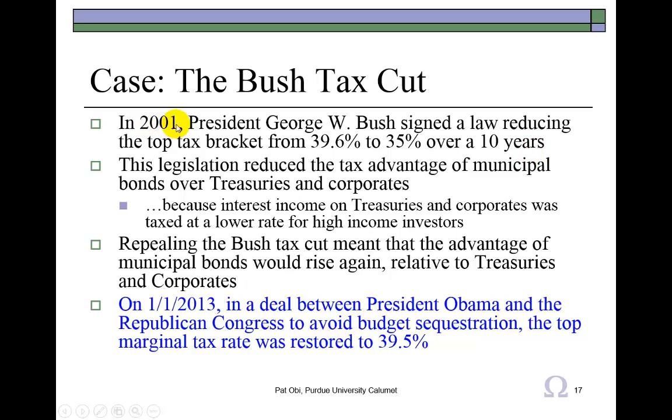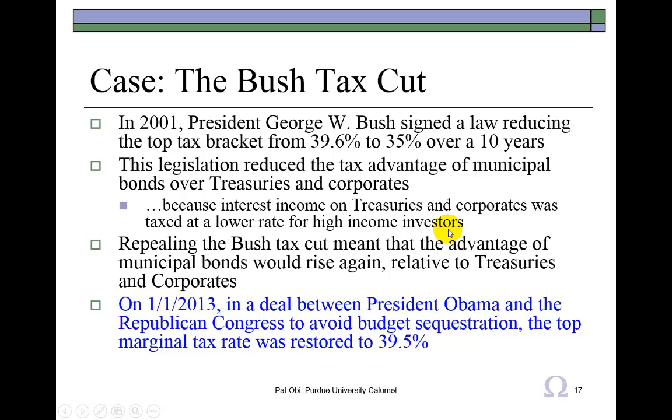So this was one of the measures that President Bush took to contain the 9/11 era recession when he came into office. So now I note here, I'm not going into the political aspect of it, but the financial aspect, because this legislation reduced the tax advantage of municipal bonds over treasury bonds and corporate bonds. And the reason is because interest income on treasury and corporate bonds was taxed at a lower rate for high income investors.